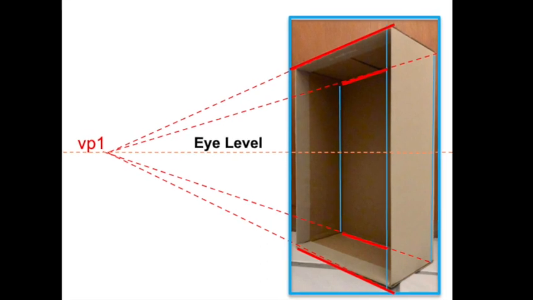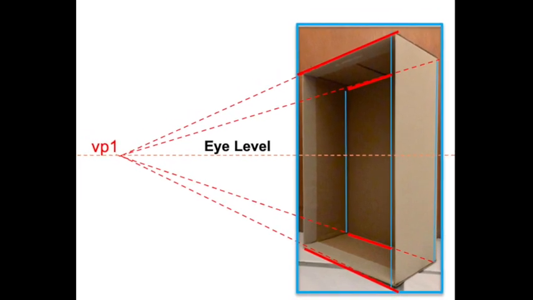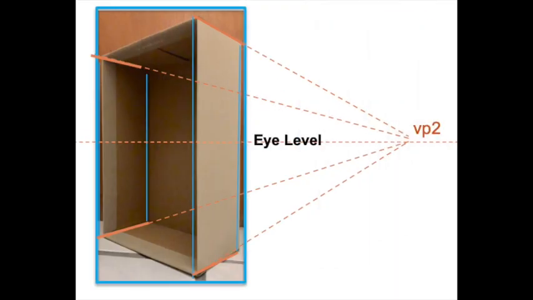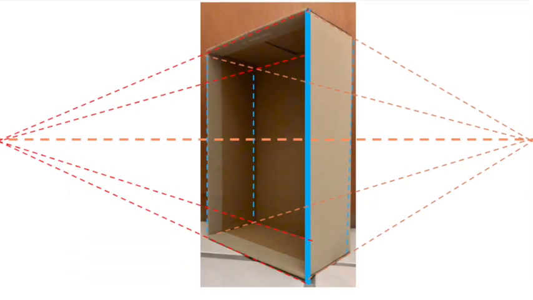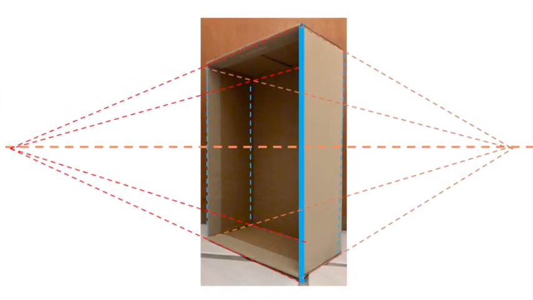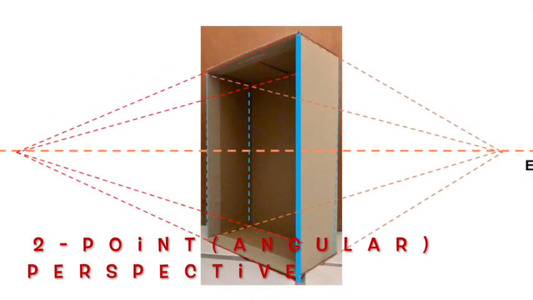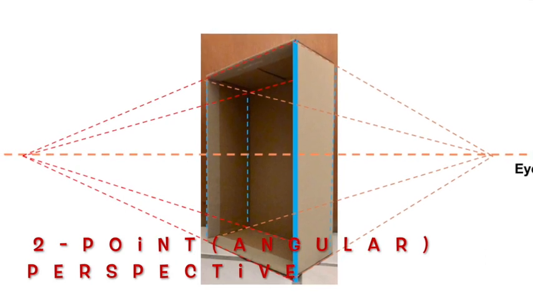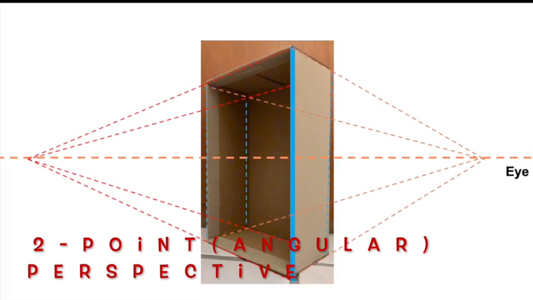1 vanishing point. And the orange corners are also running away from us to the opposite direction and converge to another vanishing point and create 2 vanishing points that are on your eye level. This condition is described as the 2-point perspective or angular perspective.